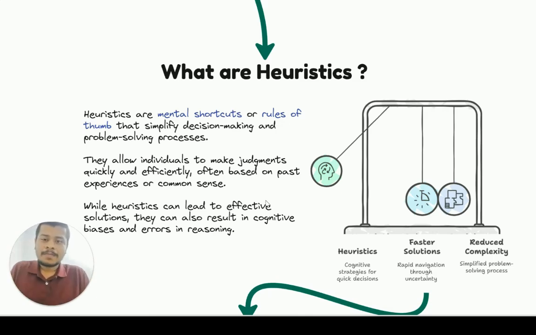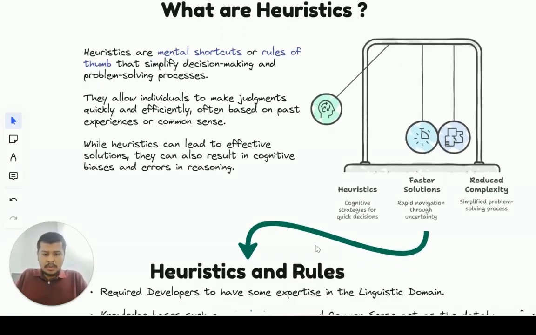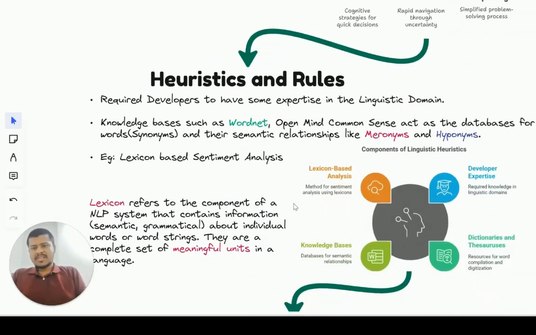Fine. So you can see this image also. They make the heuristics act as the ignition needed for solving a particular complex problem in a shorter duration, right? So this is it. Now we'll see the heuristics and rules approach for NLP tasks.